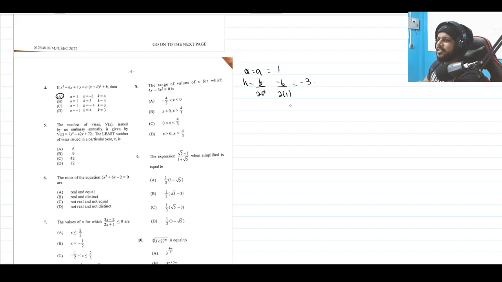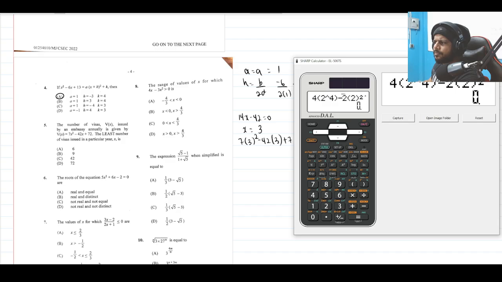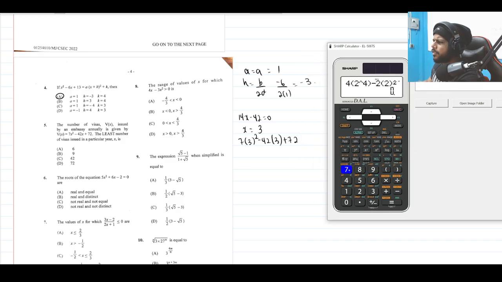Our next repeat question, differentiate, I'll get 14x minus 42 is equal to 0, and x would have been 3, and then v of 3 will be 7 into 3 squared minus 42 into 3 plus 72. 7 into 3 squared minus 42 into 3 plus 72 is 9.